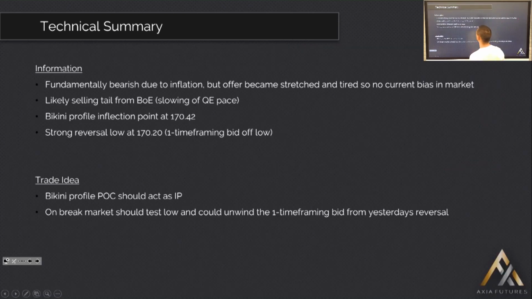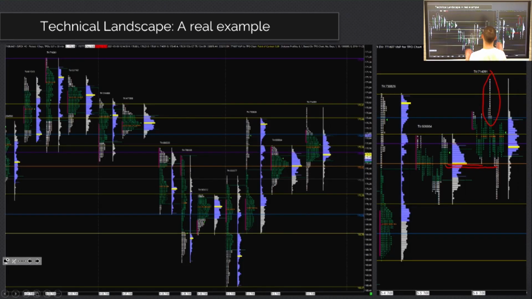So let's quickly summarize what I've told you. The market here is fundamentally bearish due to inflation, which I didn't mention before, but it's definitely something that's in play at the moment. But the bigger picture has become stretched and tired, and so the market's pulled back. So it's actually quite hard at the moment to understand the bias. So what we're leaning on is the shorter time frame information, or intermediate, whichever word you use to call it, over the last week or so, as I described to you on this page.